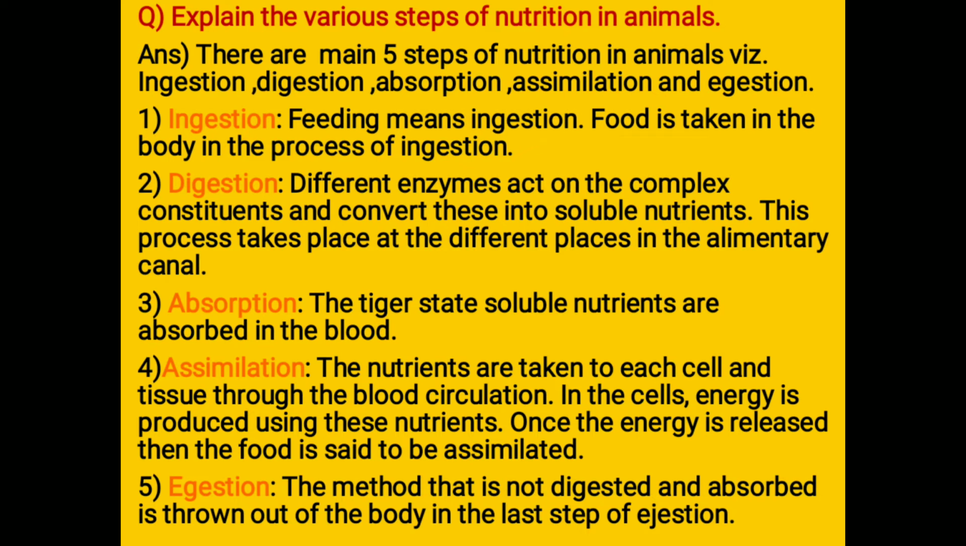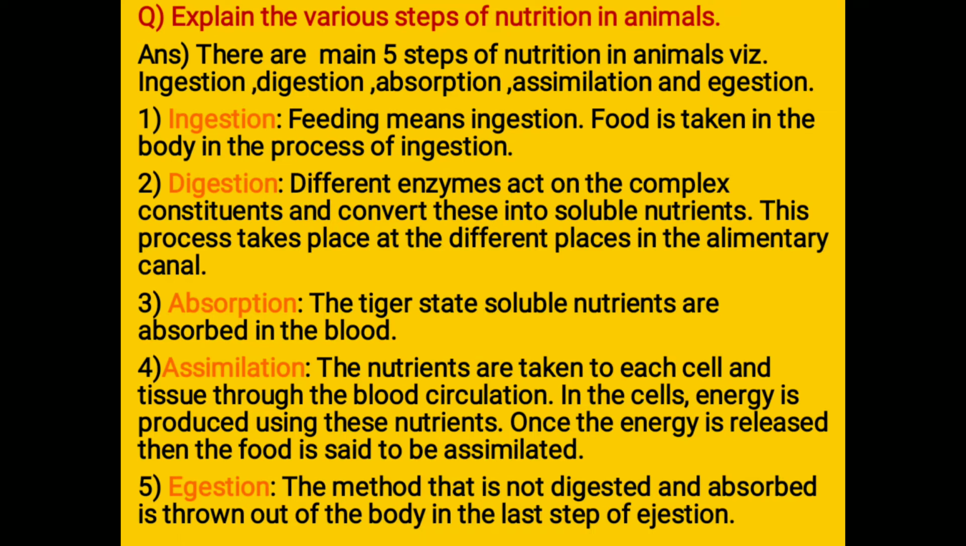Number 2, digestion. Different enzymes act on the complex constituents and convert these into soluble nutrients. This process takes place at different places in the alimentary canal. Number 3, absorption. The digested soluble nutrients are absorbed in the blood.